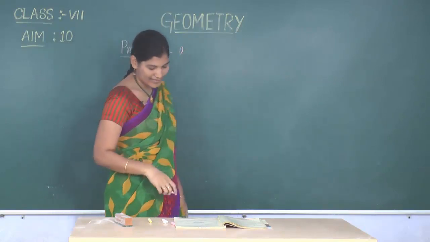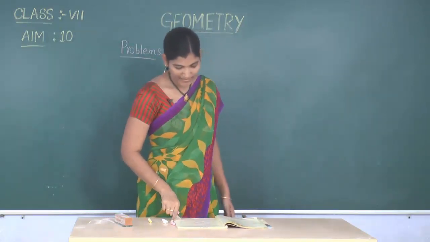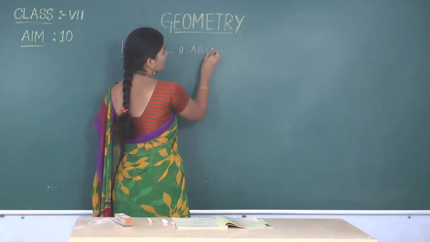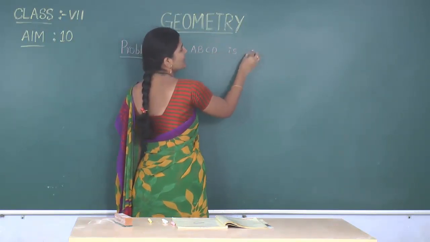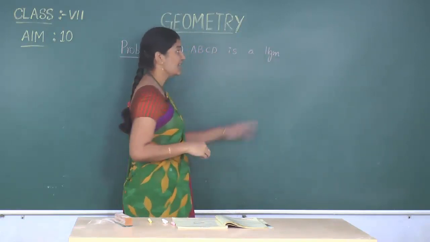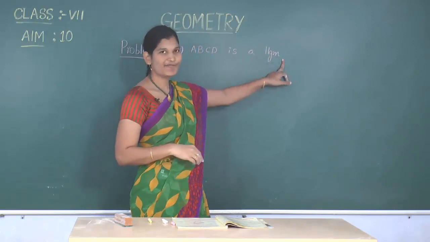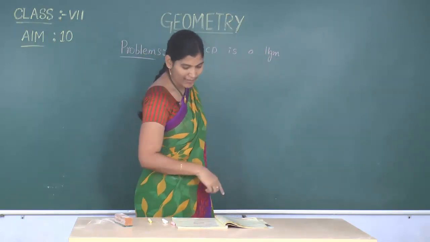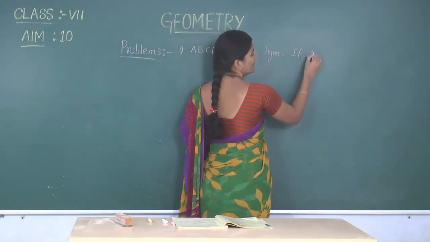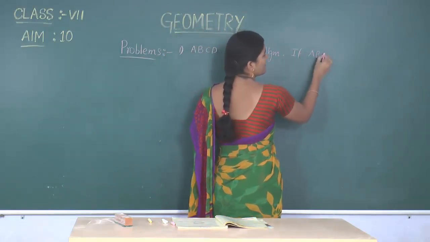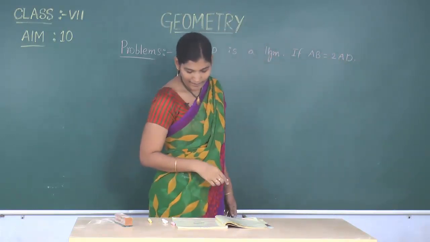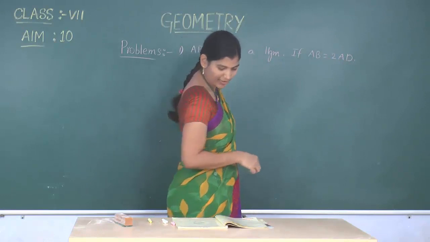Now I am going to take the problem. Here ABCD is a parallelogram. They gave ABCD is a parallelogram, llgm being the shortcut for parallelogram. If AB is equal to 2AD, that is the given condition, and P is the midpoint of AB.